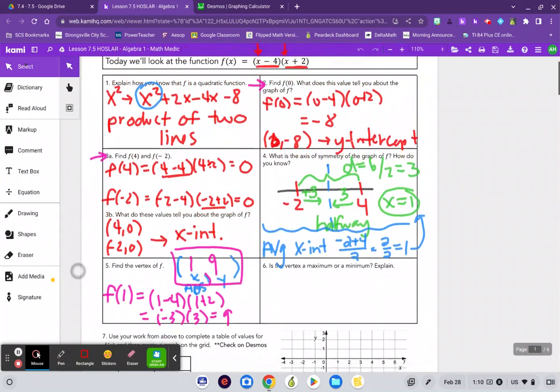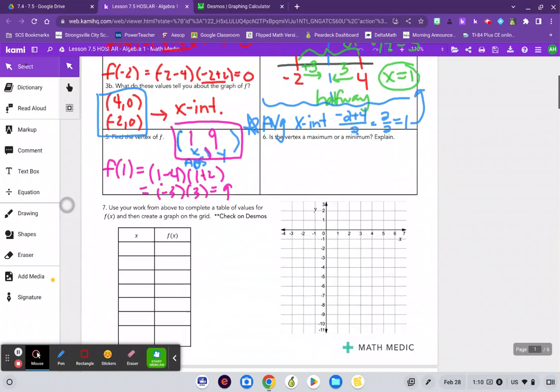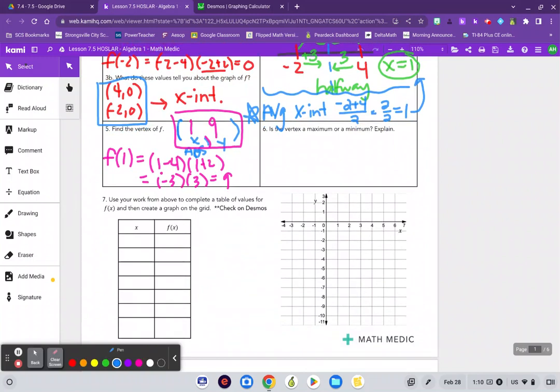I have some ordered pairs that we have already determined, right? I have this ordered pair of 0, -8. I have these ordered pairs of 4, 0 and -2, 0. I have the vertex. And so I'm going to start filling out my table. -2 was the smallest x value we had, and the output we knew was 0. So I'm going to fill in what I know here.